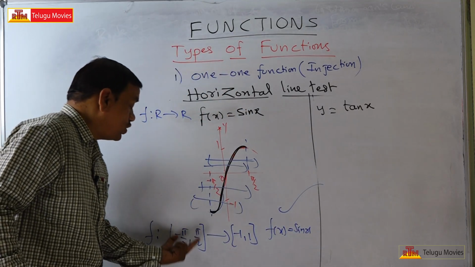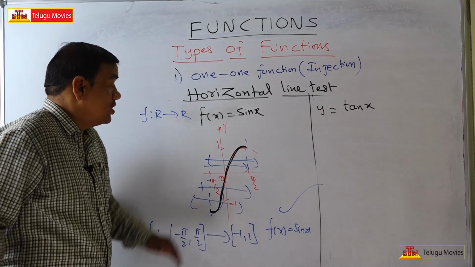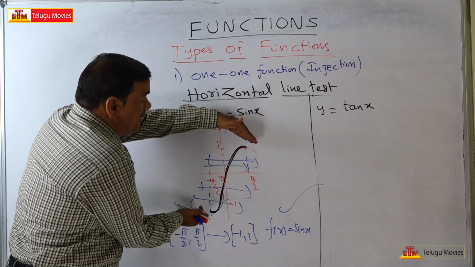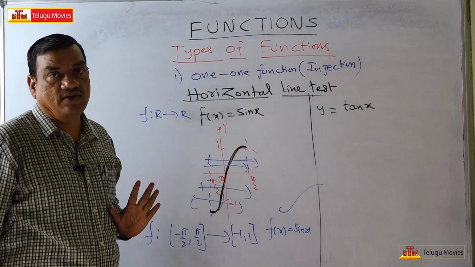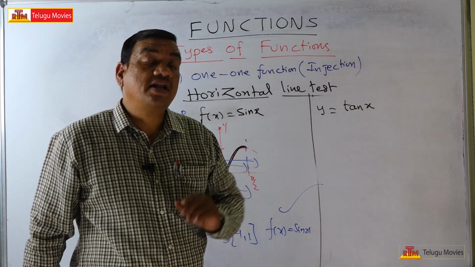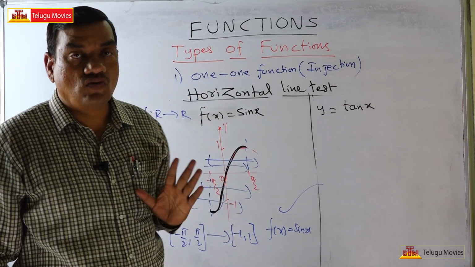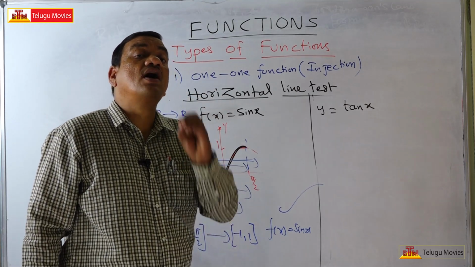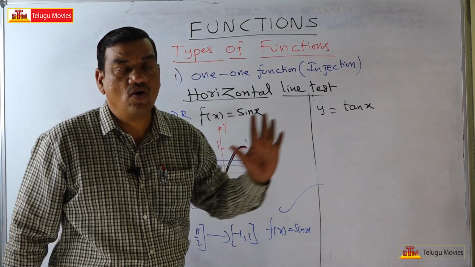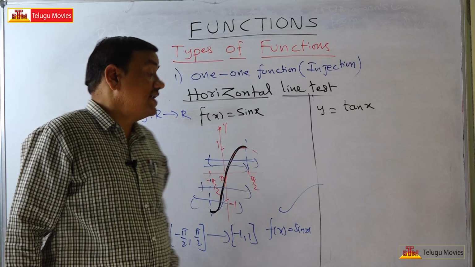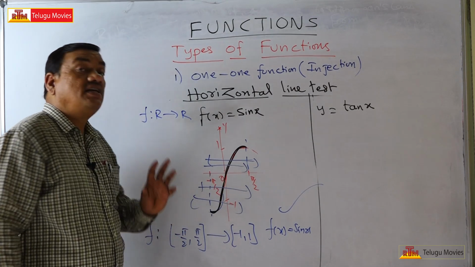If you have taken the domain minus pi by 2 to plus pi by 2, of course the range is minus 1 to 1. So in this interval minus pi by 2 to plus pi by 2, the function is a 1-1 function. So if anybody asks you whether the sin x function is 1-1 or not, you immediately have to ask, sir, what is the domain? If the domain is R, it is not a 1-1 function.